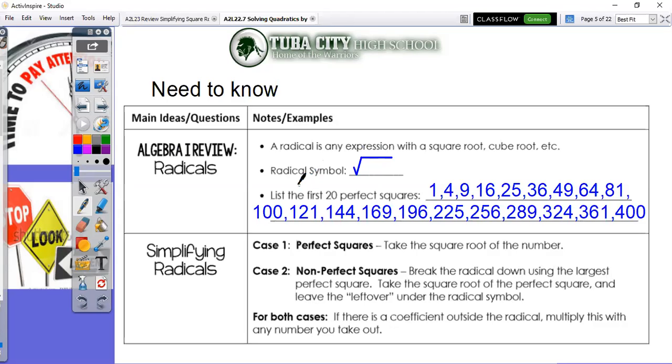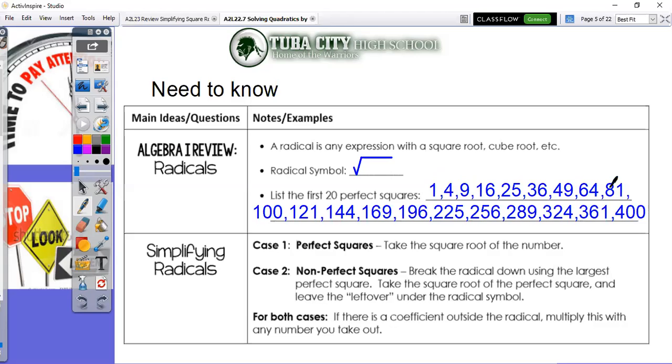What you need to know also will be the first 20 perfect square numbers. A perfect square number is a number that you get by multiplying a number by itself. So you multiply two of the same number to get that number. Like, for instance, 1 times 1, 2 times 2 makes 4, 3 times 3 makes 9, 4 times 4 is 16, 5 times 5, 6 times 6, and so on.